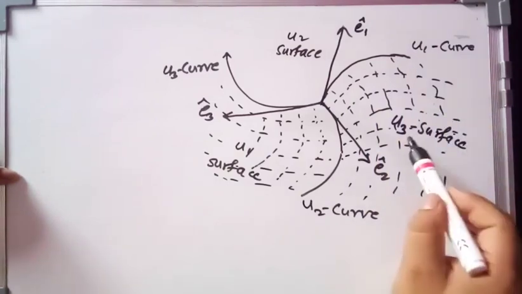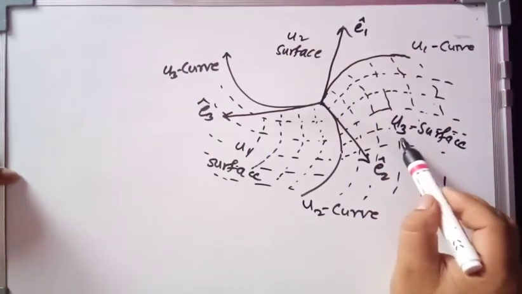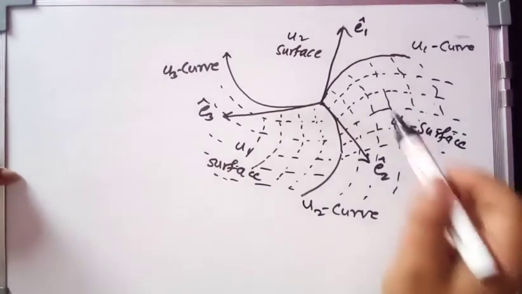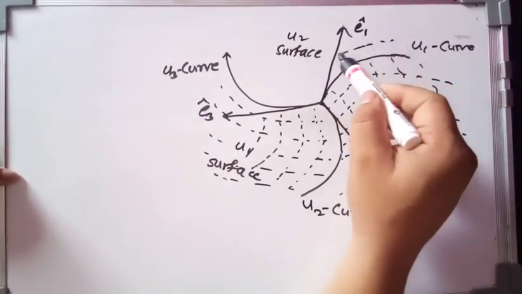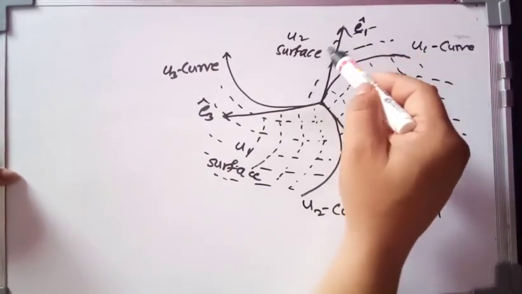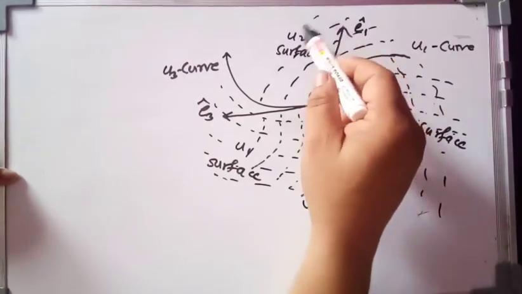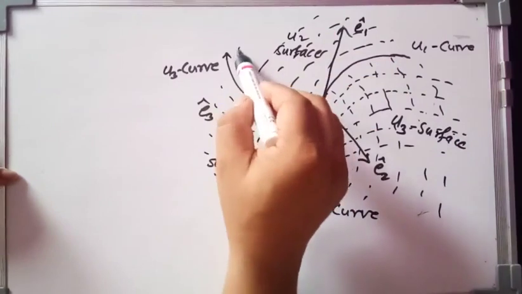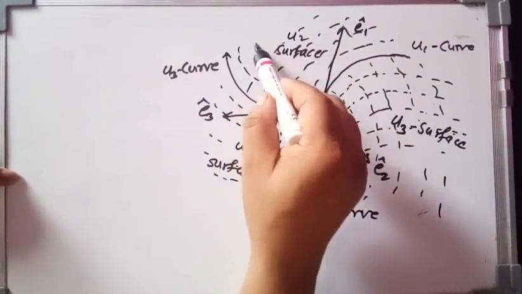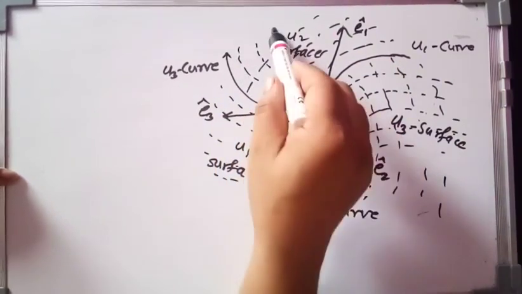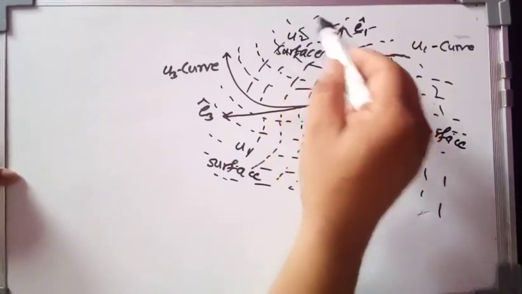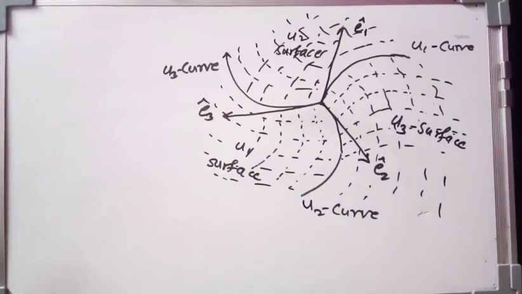This is u3 surface on which u3 coordinate is constant. Now draw here again another different surface. It's u2 surface actually. Draw curve parallel to u1 and u3. You will get a shape of surface. Now this is u2 surface on which u2 coordinate is constant.